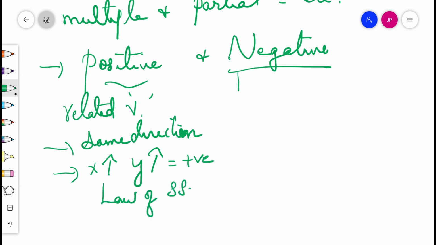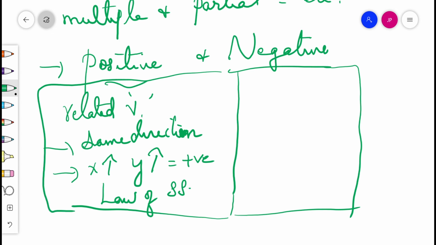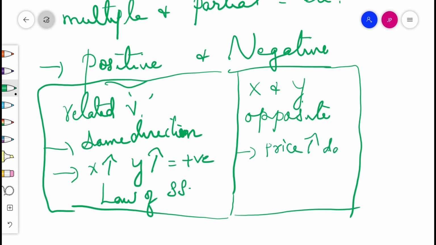In the case of negative correlation, when the two variables move in the opposite direction, that is, the value of y increases with a fall in the value of x, they are said to be negatively correlated. We know that example. The price increases, demand decreases, with limited income or other factors influencing demand remaining constant. That is a negative relationship or inverse relationship.